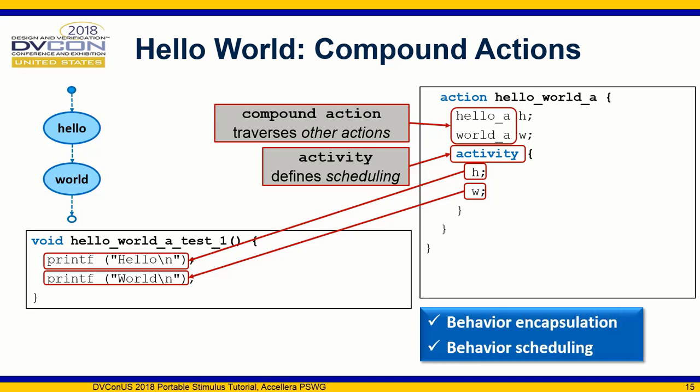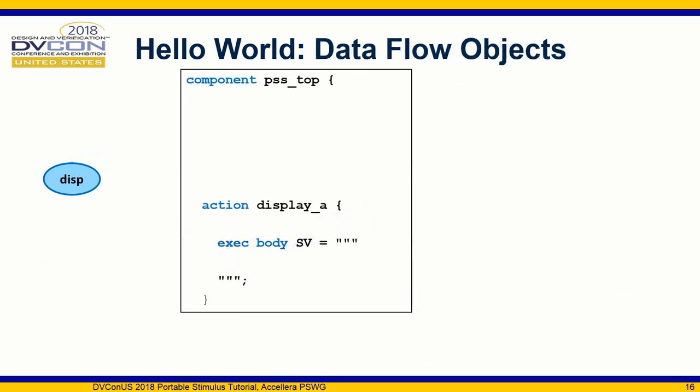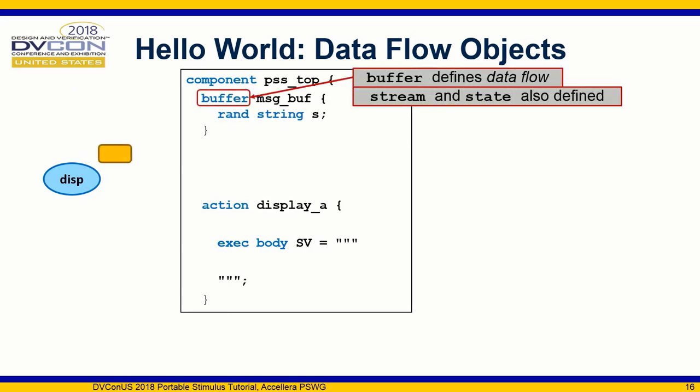So now we have behavior encapsulation and behavioral scheduling in another 5 lines of code. Then we have data flow objects. So I may have a generic action that says display, and I'm going to create a thing that we call a buffer. So this is what's going to define data flow. This is a piece of data that flows from here to there. And we also have things called stream and state, and they each have their own semantics.